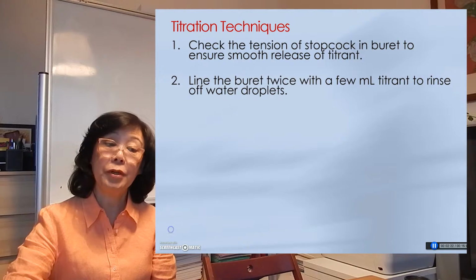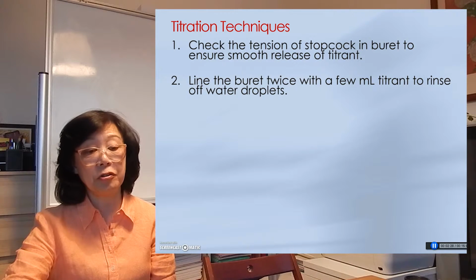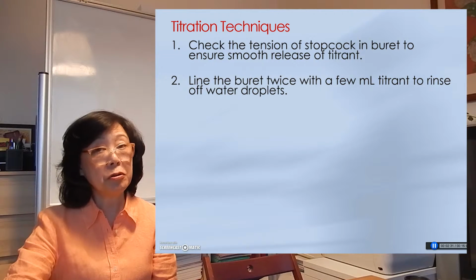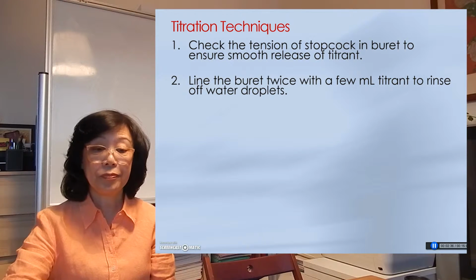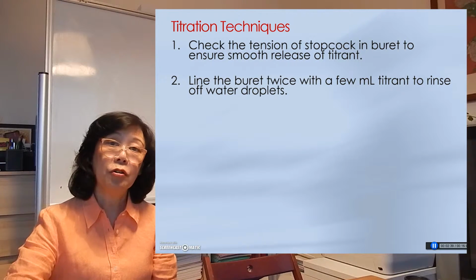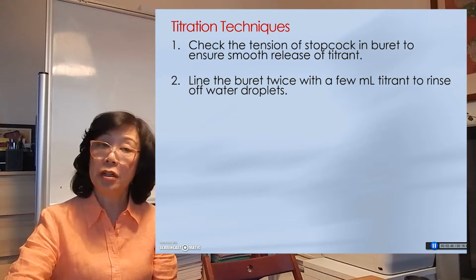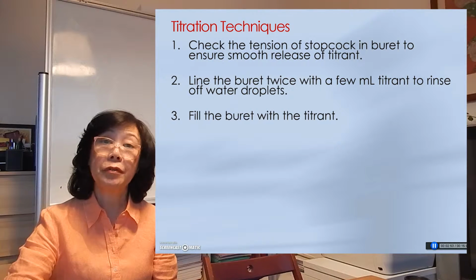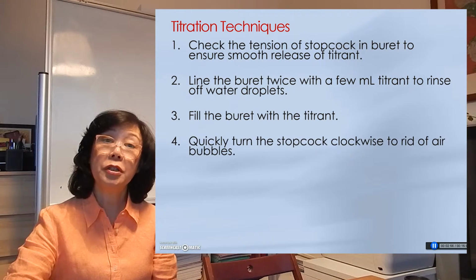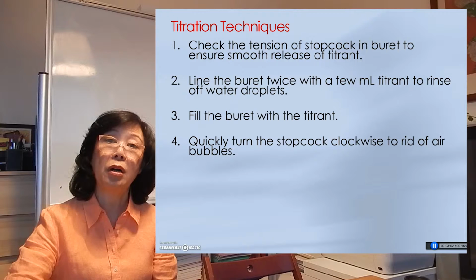When we do a titration, we have to be aware of several techniques. 1, we must check the tension of the stopcock to make sure it is not too tight or not too loose so that we don't lose any titrant and to allow for smooth release of the titrant. And we also need to do rinsing of the burette a couple times because we want to get rid of any water droplet or contaminant in the burette that would change the concentration of our solution. Now we fill the burette with titrant, and we turn the stopcock quickly to release any air bubble trapped in there because it would produce a wrong reading for the volume.